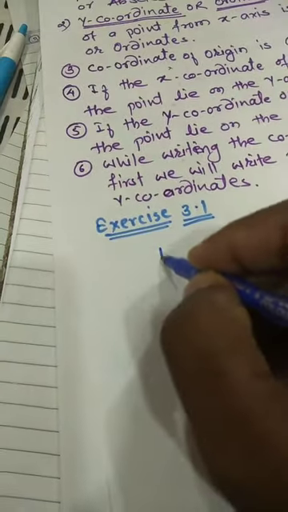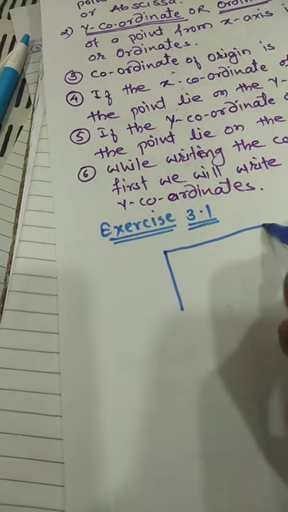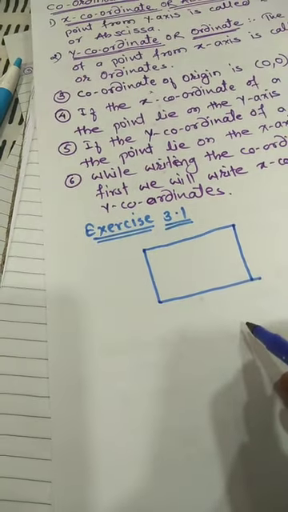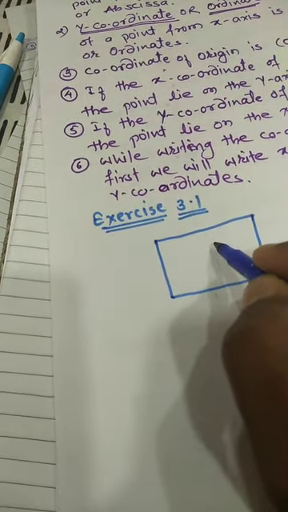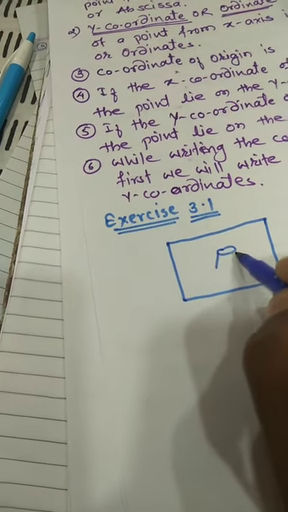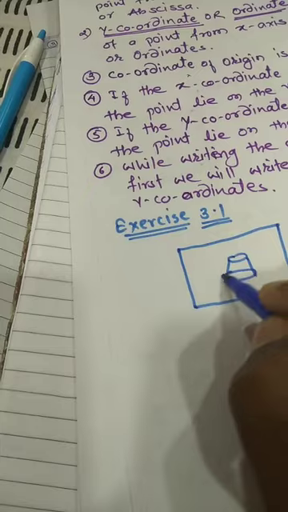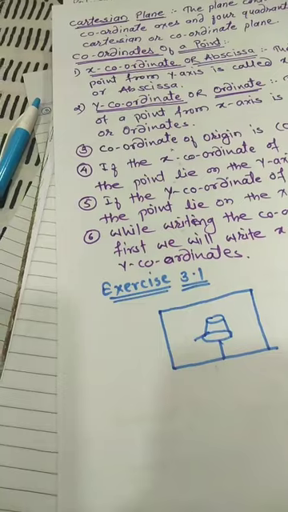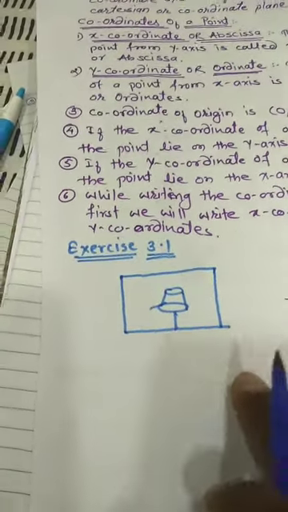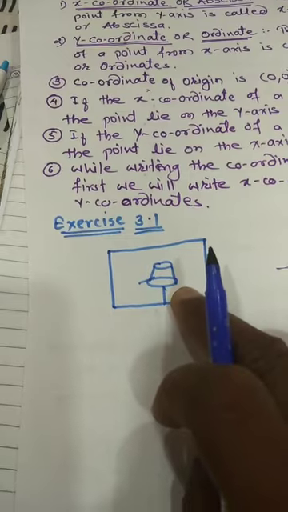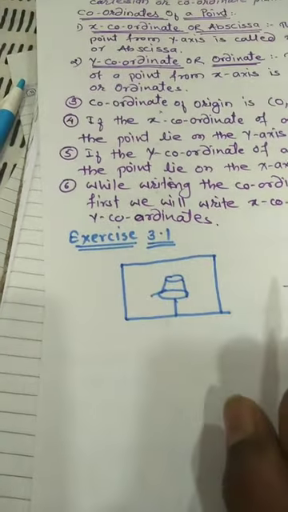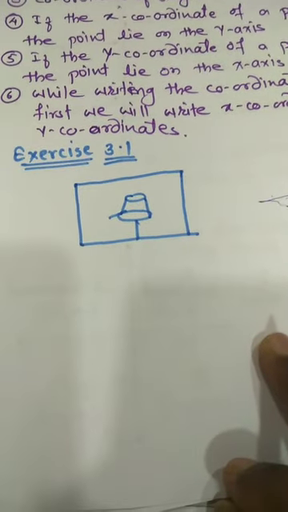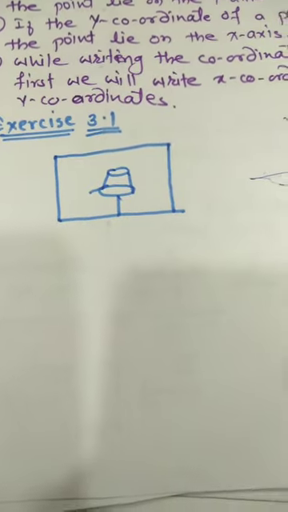Suppose this is the table, and on the table a lamp is there. Suppose this is the table lamp, on the table. Now you have to tell the position of the table lamp to your friend. How will you tell? See how Rene described the position of the spider web.